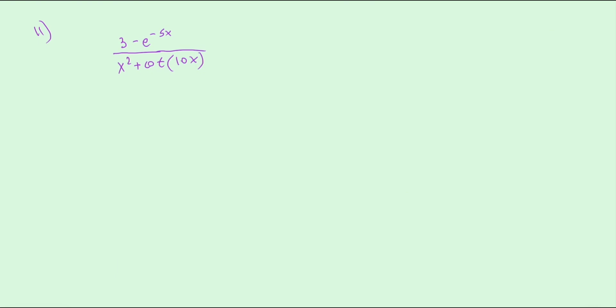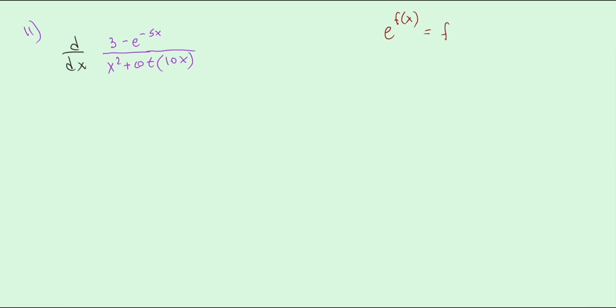In this example, we are deriving 3 minus e to the negative 5x over x squared plus cotangent of 10x. First, let's go over the rules. The derivative of an exponential function is going to be the derivative of the power times the function itself. And then the derivative of cotangent is going to be negative cosecant squared x.